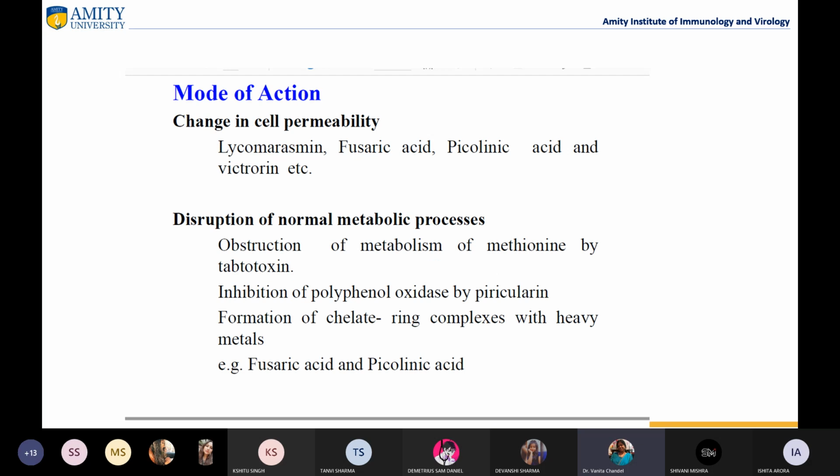Mode of action: they can change cell permeability, for example fusaric acid, victorin, etc. So they change cell permeability, and that will help the pathogen to get entry. Again, they also disrupt normal metabolic processes, right? For example, inhibition of polyphenol oxidase by pericularin, then formation of chelate ring complexes with heavy metals. So normal metabolic processes in the plants are disrupted by the toxins also.